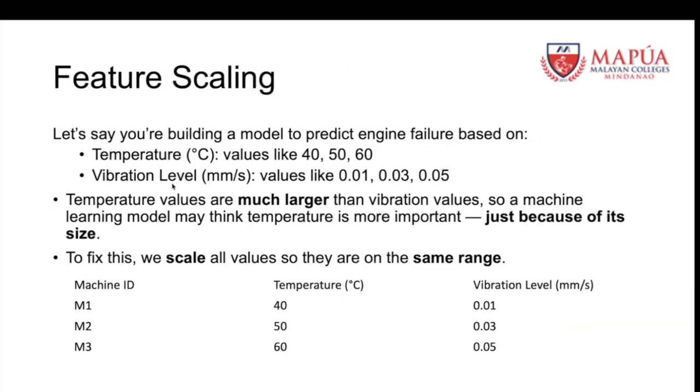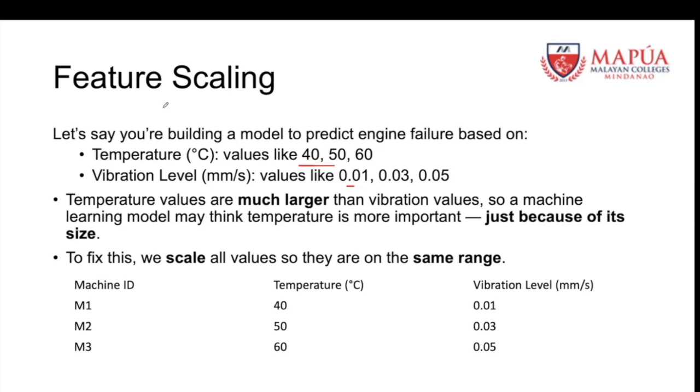For feature scaling, let's say you're building a model to predict engine failure based on temperatures such as 40, 50, 60, and the vibration of a very minimum amount, which is 0.01, 0.03, and 0.05 millimeters per second. And these are vibration levels. So temperature values are very much larger than vibration values, as shown in our example. So a machine learning model may think that temperature is more important just because of its size. So to fix this, we scale all values so they are on the same range.